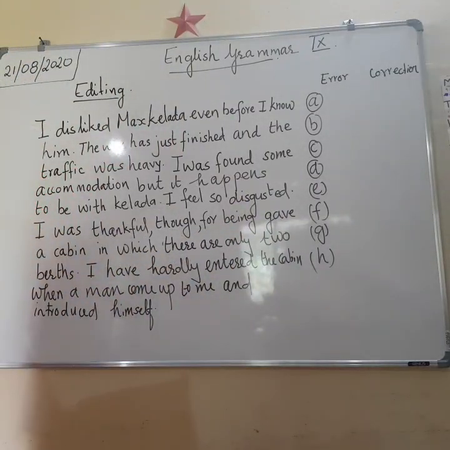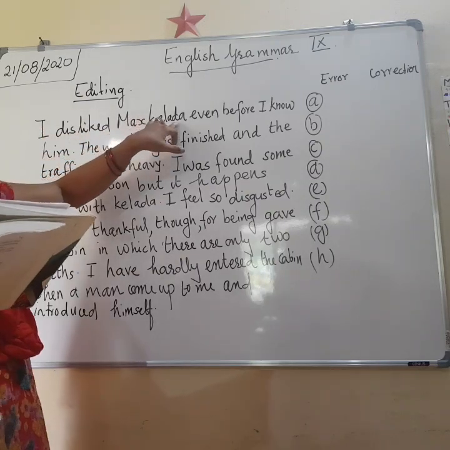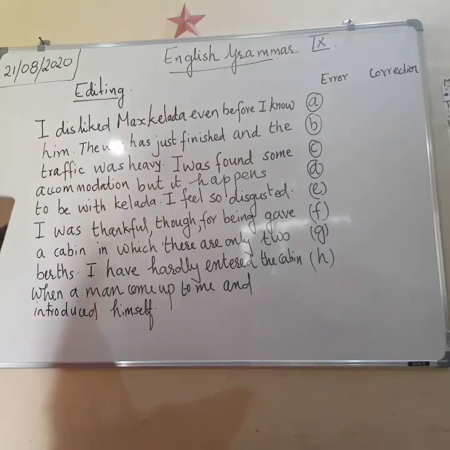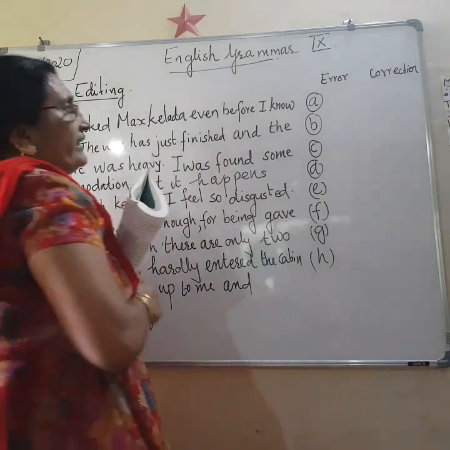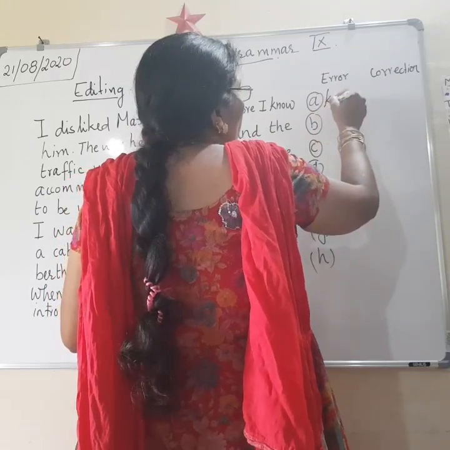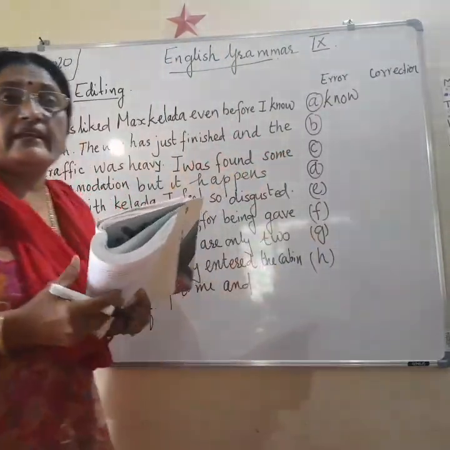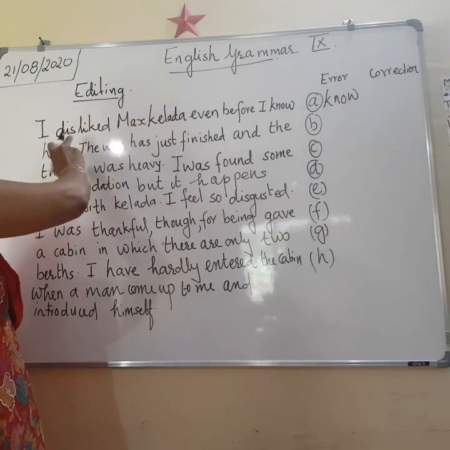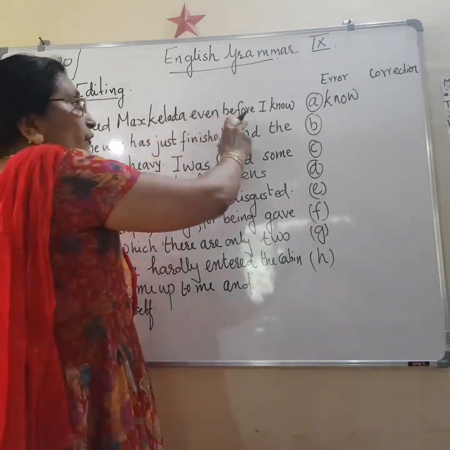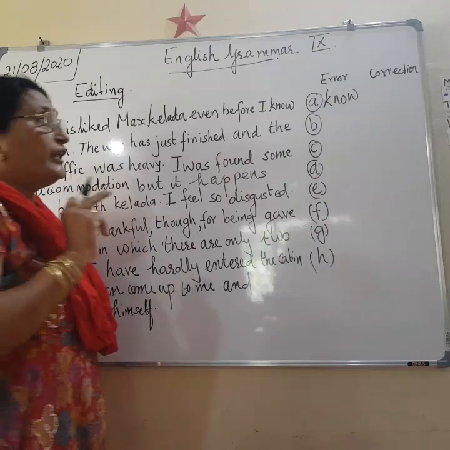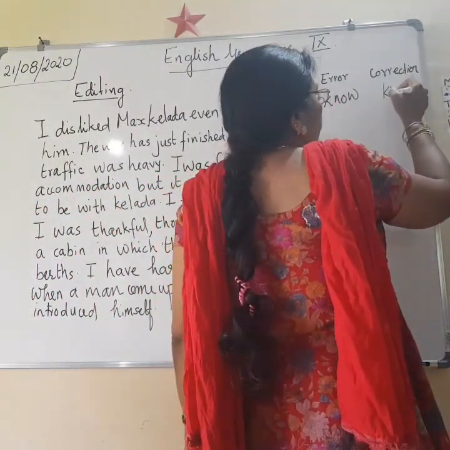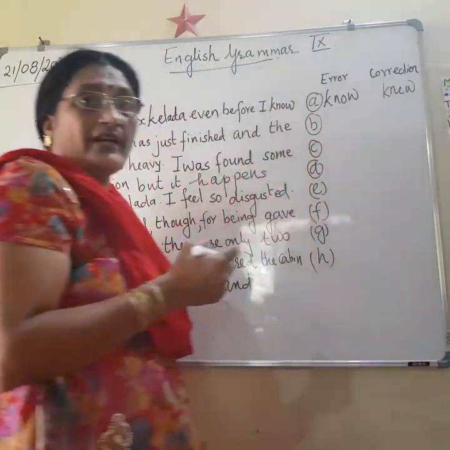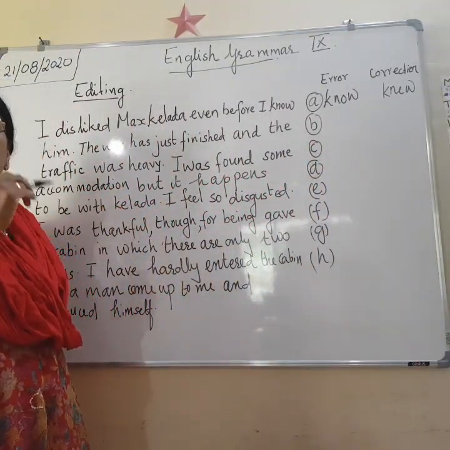I disliked Max Kalada even before I know him. Did you see? In the first line, I disliked Max Kalada even before I know him. Which is the incorrect word here? Know is the incorrect word. Clear? So that we have to write here. That is the error in the first line. What's the correction? I disliked Max Kalada even before I knew him. So the correction will be knew. Understood?